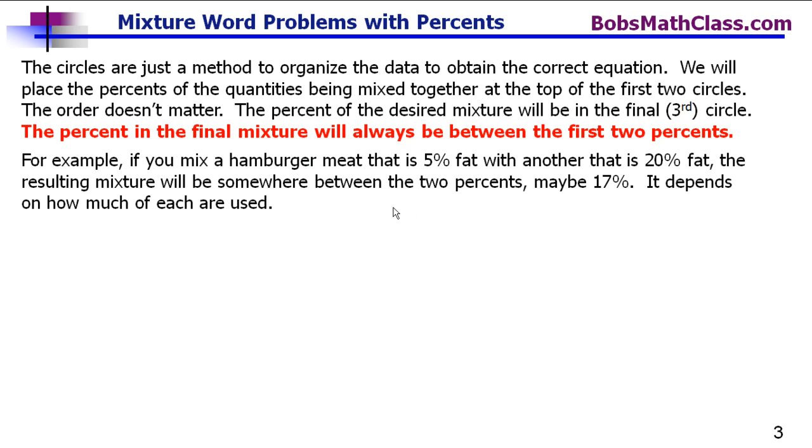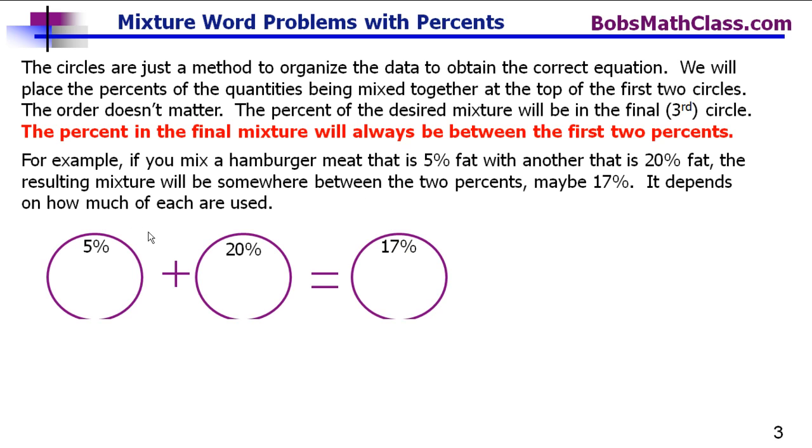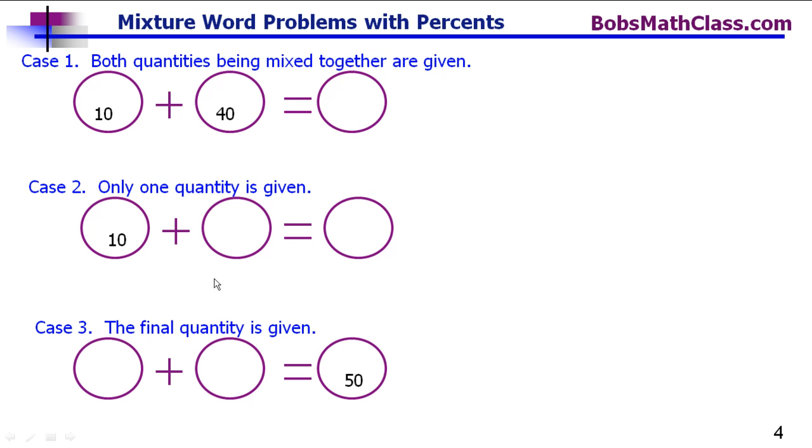So for example, if you mix a hamburger meat that's 5% fat with another that's 20% fat, the resulting mixture will be somewhere between the 2 percents. Maybe 17%. It depends on how much of each are used. If you use more of the 20%, it's going to be closer to the 20%. If you use a lot of the 5%, then it'll be closer to the 5%. So the range of this number will always be between these 2 numbers.